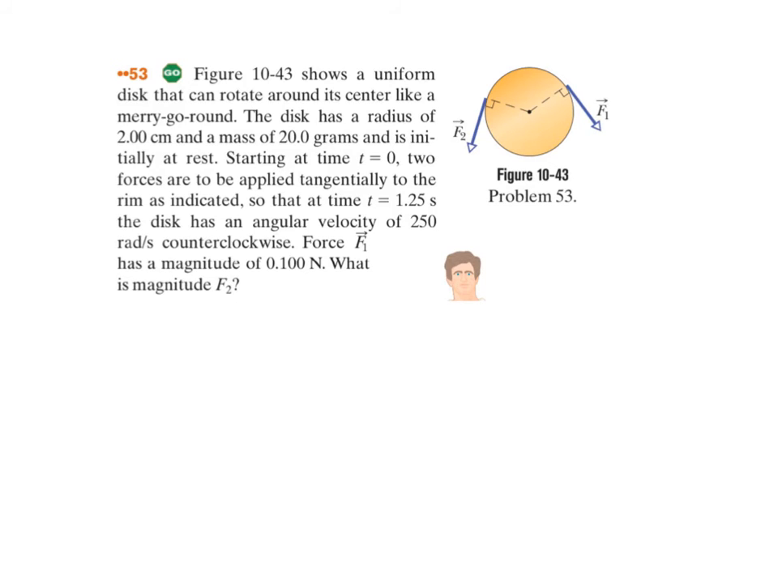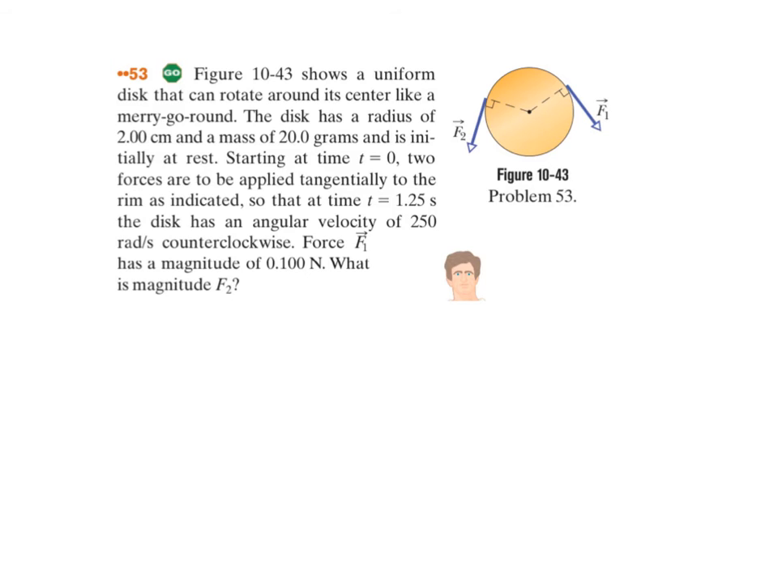Anyway, all right. So this shows a uniform disk. So the same I value as the previous problem. It's a uniform disk. It rotates about its center like a merry-go-round. It's got a given radius. It's got a given mass. It says starting at time t equals 0, 2 of the forces are being applied tangentially to the rim so that at time equals 1.525 seconds, the disk has a velocity of 250.